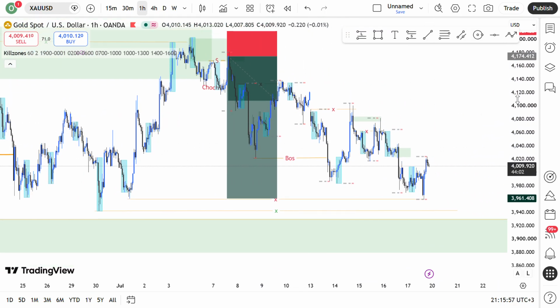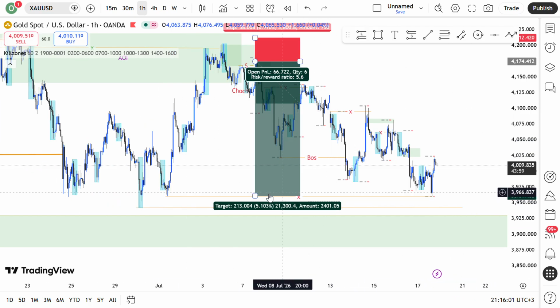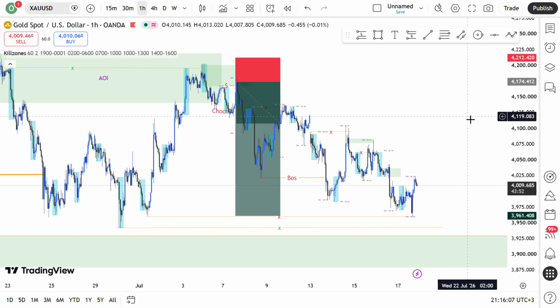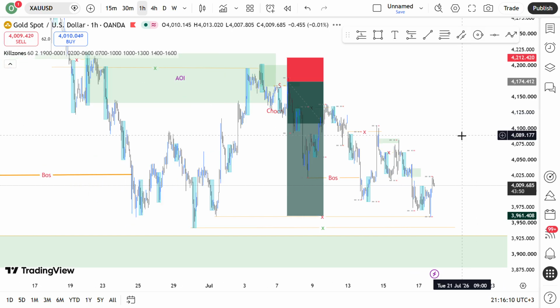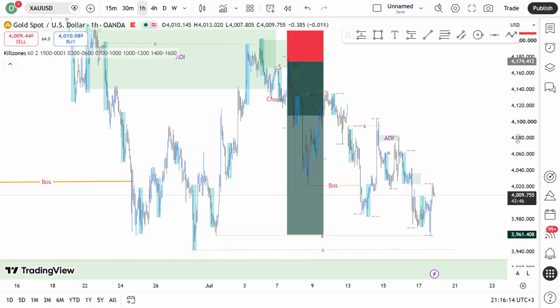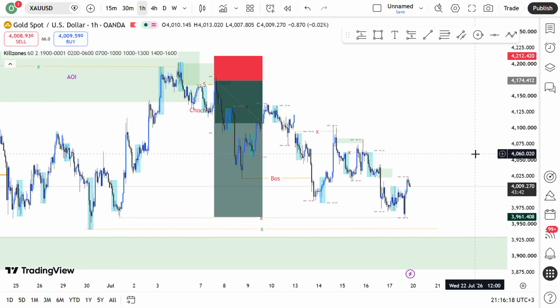It came immediately after 2 days, aggressively sweeping out this liquidity, hitting our TP. So that's all about the trade recap for this week. We managed to get two trades, one on gold and one on NAS100, and they traded well, giving us a good risk to reward.